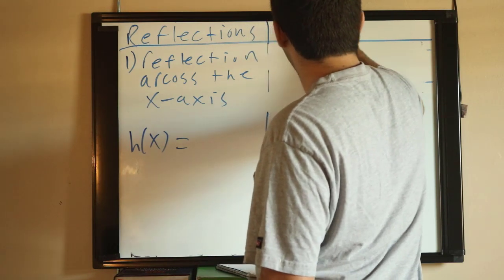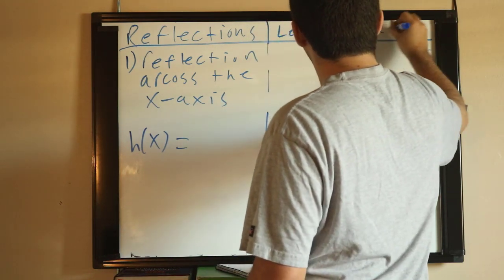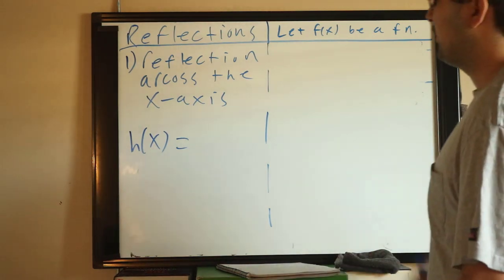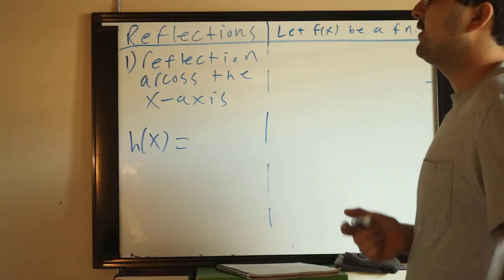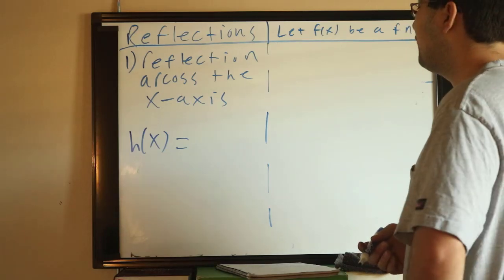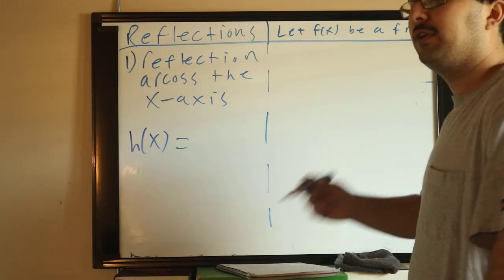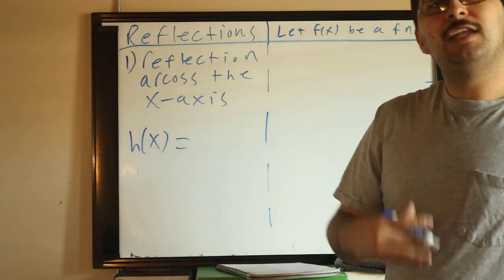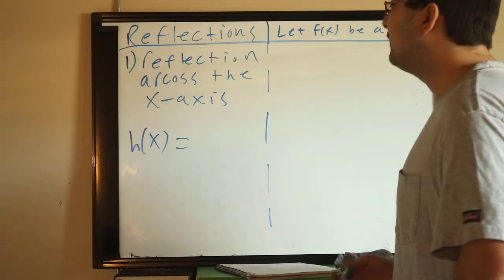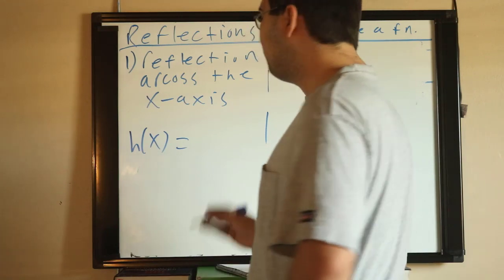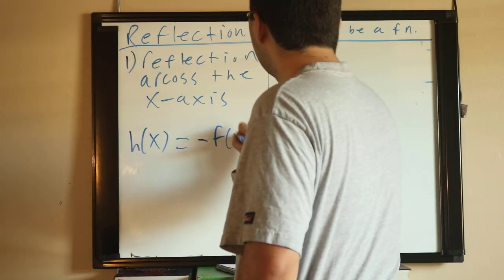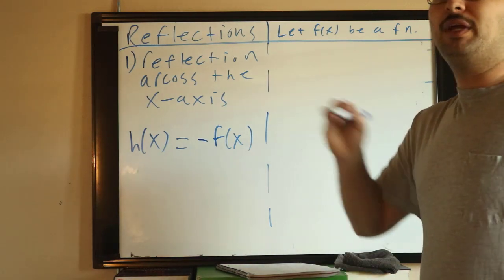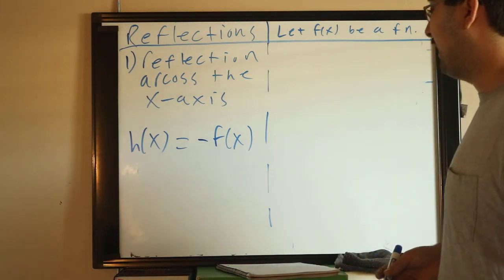Again, let f of x be a function. We're going to let f of x be some function for our generic notation. So, what will a reflection across the x-axis look like? Alright? What it means to reflect across the x-axis algebraically is you want to negate your function. What does it mean to negate the function? Simply multiply it by a negative 1. So negative f of x will be a reflection across the x-axis.